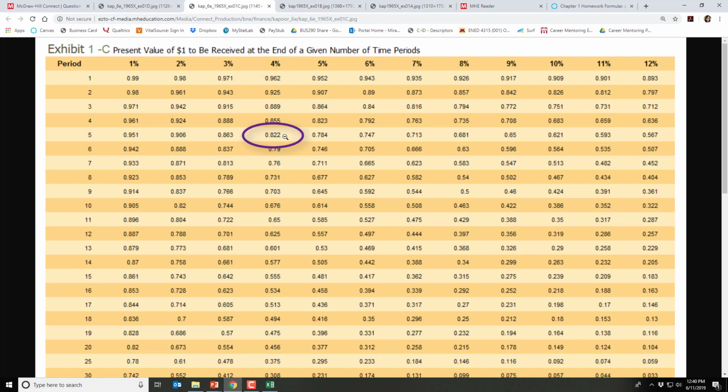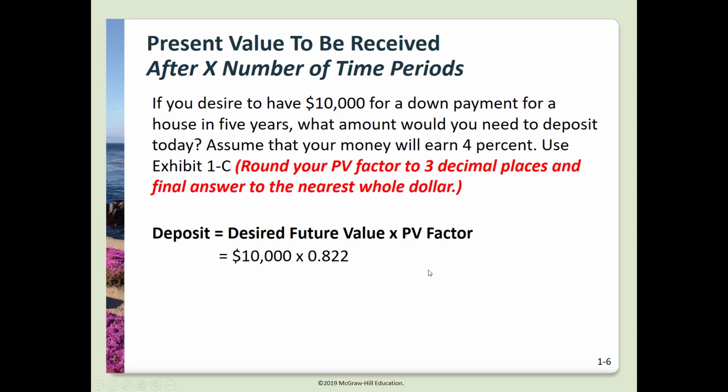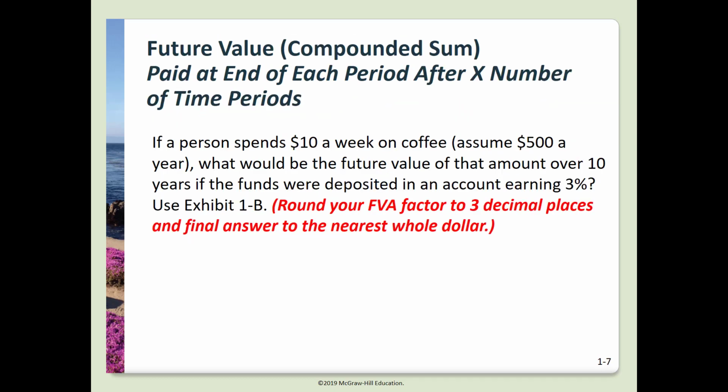of 0.822. So when I go ahead and plug in my numbers, we desire $10,000 for a down payment in the future, and the present value factor was 0.822. Plugging that into our calculator, we get $8,220 as the amount that we need to deposit today in order to achieve our goal of $10,000 for a down payment.